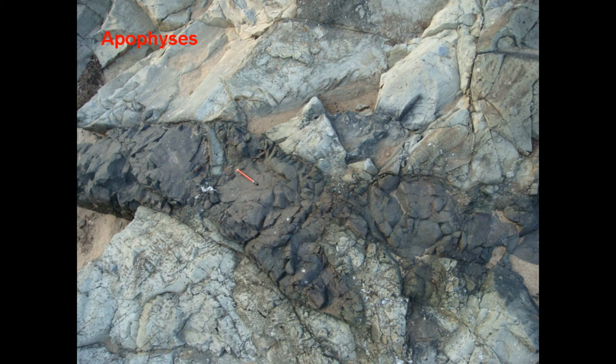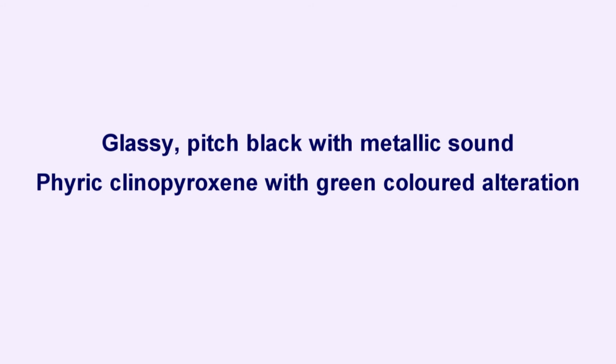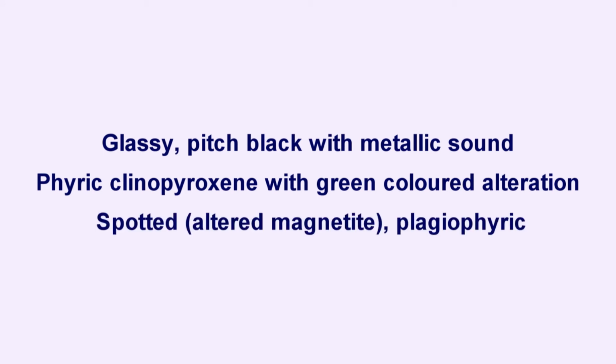There is a variety of morphological characters and a variety of technical terms that have been developed by which you can distinguish one lava flow from another lava flow, such as glassy, pitch black with metallic sound. Some of the lava flows give you a metallic sound when you strike a hammer. Ferric means large size pyroxene crystals with green colored alteration products. Spotted magnetite crystals. Plagioferric means you have clusters of large plagioclase crystals at one place. So these are all technical terms, a variety of terms. They have been developed as the study on Deccan volcanism has grown.